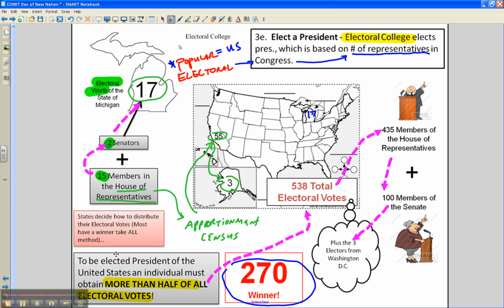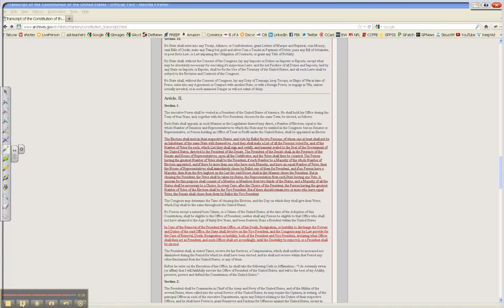Now, if there's no winner, and this has happened twice in American history, in the election of 1824 and in the election of 1876, here's what will happen. As the Constitution says, if there's no winner, and this is the actual Constitution, it says here, and if there be more than one, then the House of Representatives will choose by ballot. So there you have it. That's our Electoral College system.